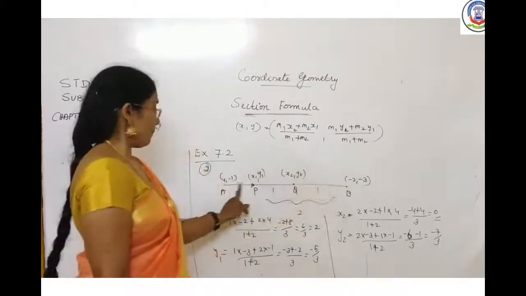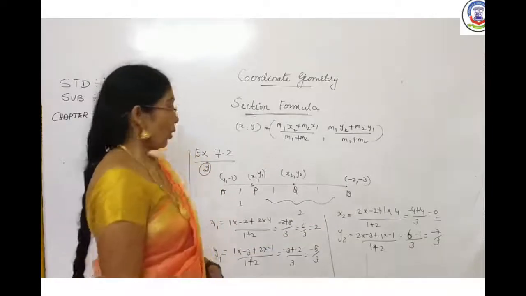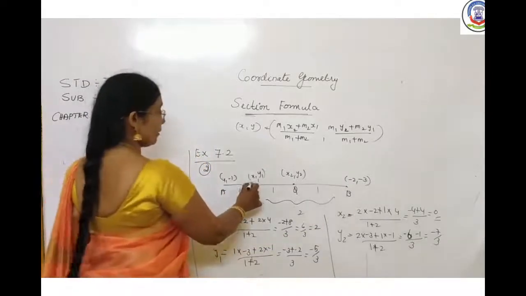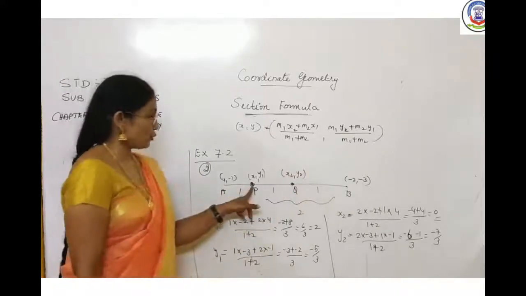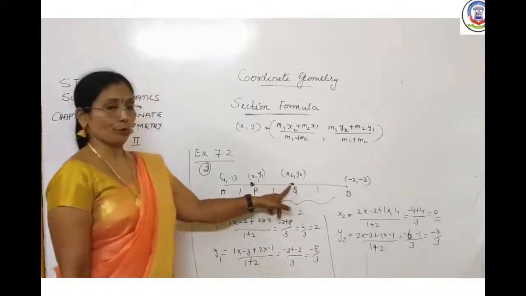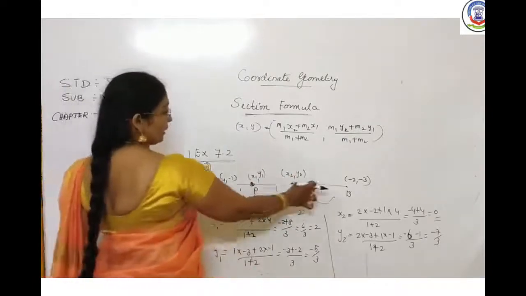That means AP, PQ and QB are congruent. Now the question is, how can you find out the coordinates of P as well as the coordinates of Q? I have taken the coordinates of P as x1, y1, and the coordinates of Q as x2, y2. Now here you know that all parts are equal.